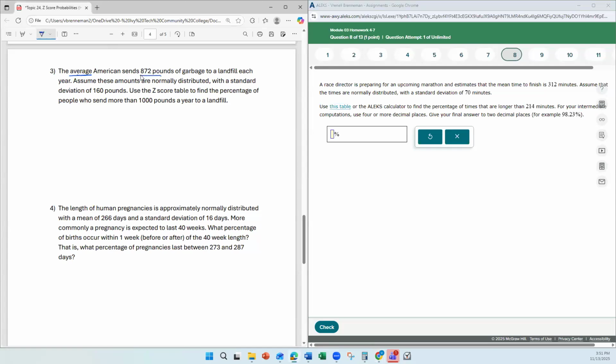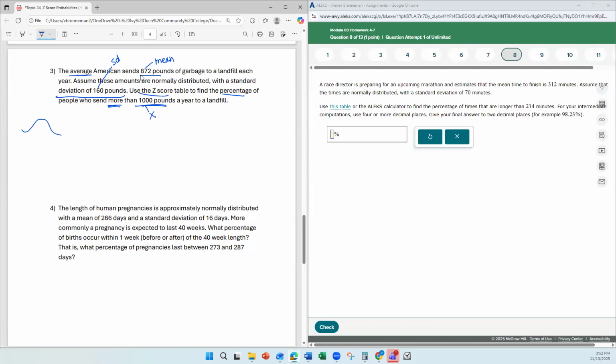That's the average. So that's my mean. To a landfill each year, normally distributed with a standard deviation of 160. That's my standard deviation. Says use the z-score table. Find the percentage of people who send more than 1,000 pounds. 1,000 pounds is my data value. I'll call that X. And I want more.